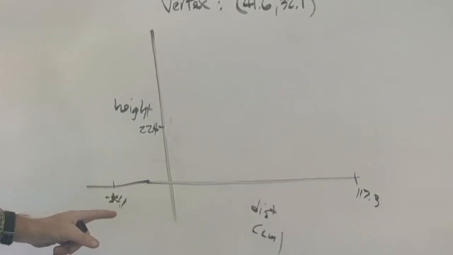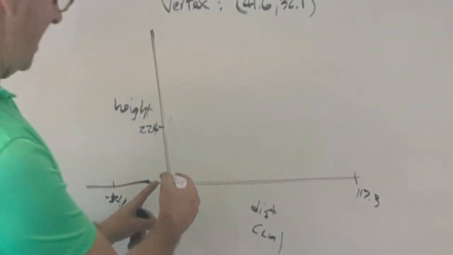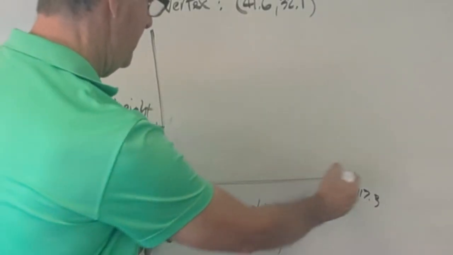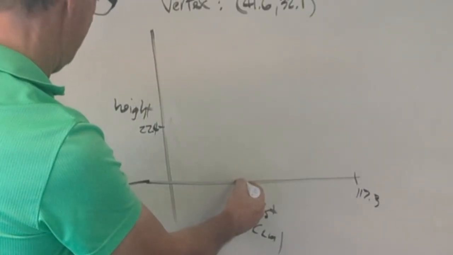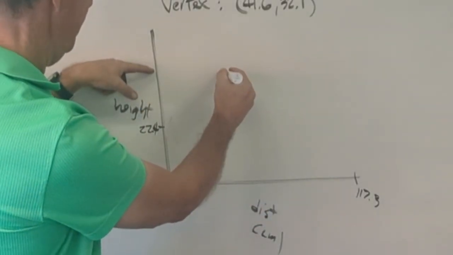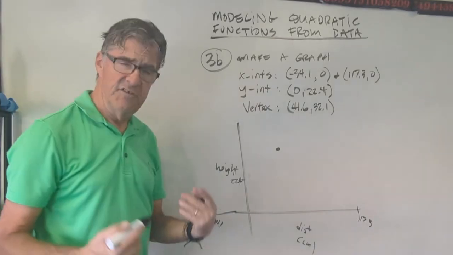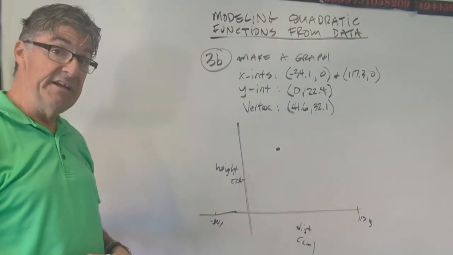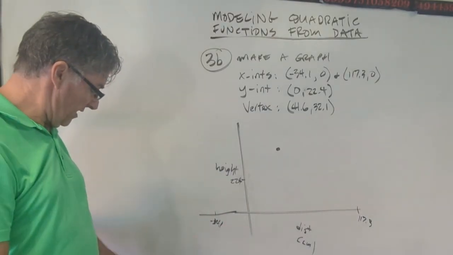So 32 is probably about a third of the way to here. It's somewhere right about there, and 41 is going to be almost twice as much. So that's a rough estimate. For this graph, that's totally fine. And now I need to sketch my parabola.